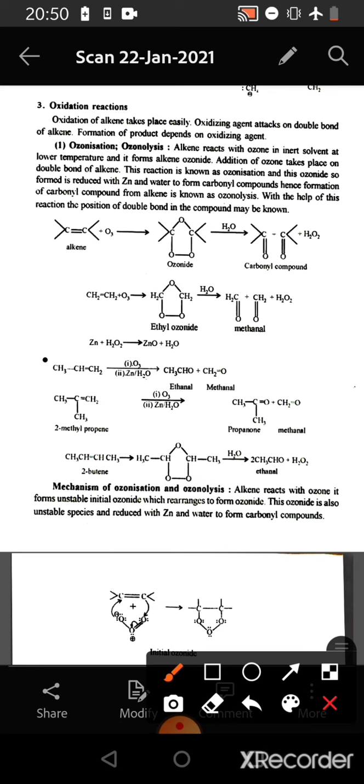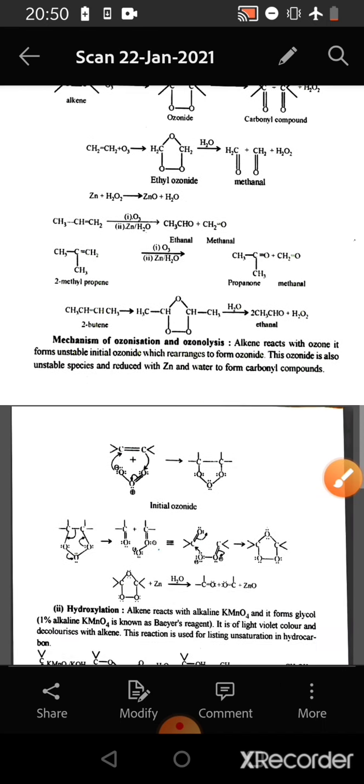Propene reacts with ozone, forms ozonide and then undergoes hydrolysis in the presence of zinc and forms ethanal and methanal. 2-methylpropene reacts with ozone. 2-methylpropene on reaction with ozone forms ozonide and the ozonide undergoes hydrolysis in the presence of zinc and forms propanone and methanal. 2-butene on reaction with ozone forms ozonide which on hydrolysis forms ethanal.